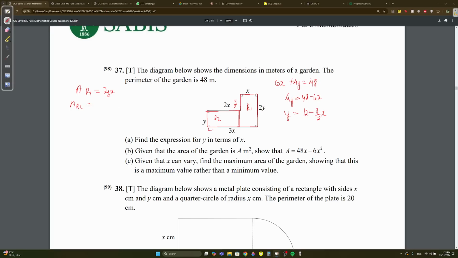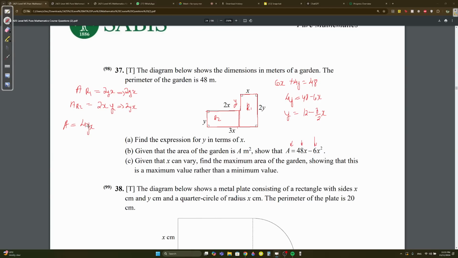The length of it is not 3x. Okay, the length of it is 2x, and the width of it is y. So 2yx, 2yx. You see? So the total area is R1 plus R2, 2yx plus 2yx, which is just 4yx, right? 2 plus 2, 4. And see here, they're saying show that it equals 48x minus 6x squared.